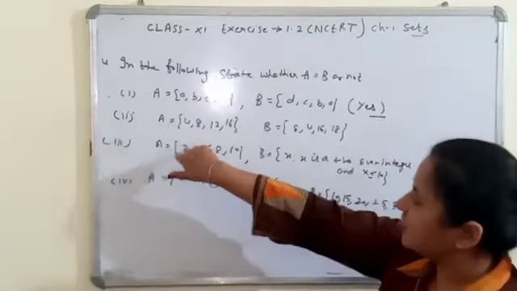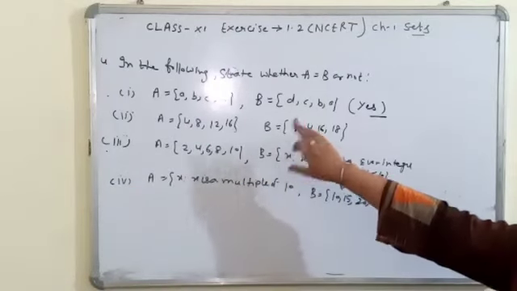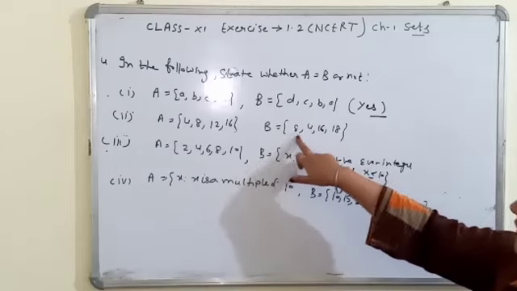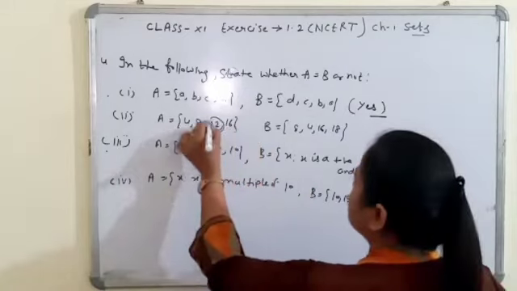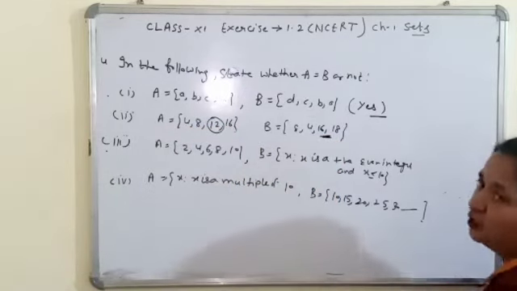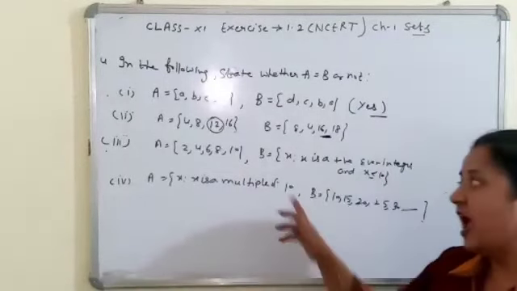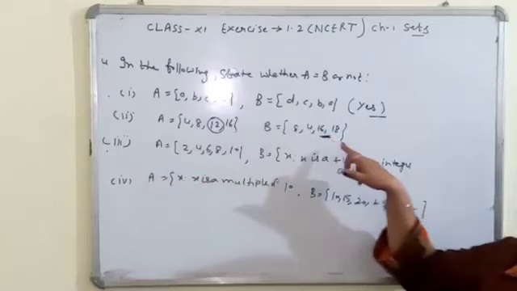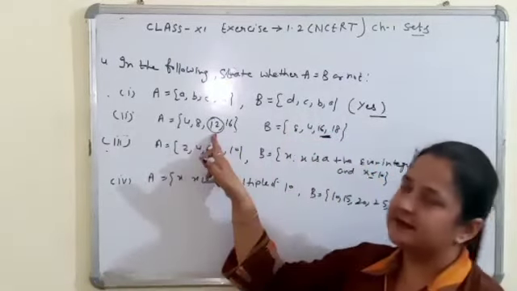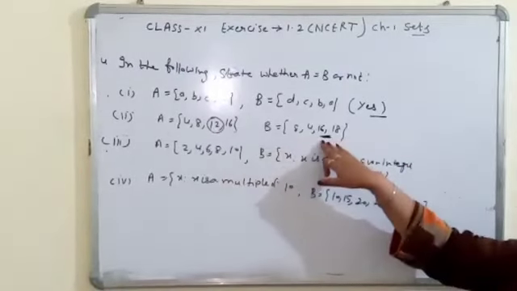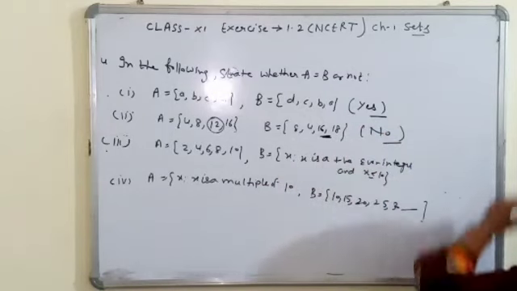Second question. Set A has 4 elements: 4, 8, 12, 16. And set B is also having 4 elements: 8, 4, 16, 18. Here you can see 12 is not an element of set B. So these are not equal sets because according to the definition of equal sets, every element of A should be present in set B and every element of set B should be present in set A. So this is not satisfying the definition of equal sets. Thus these are not equal sets.